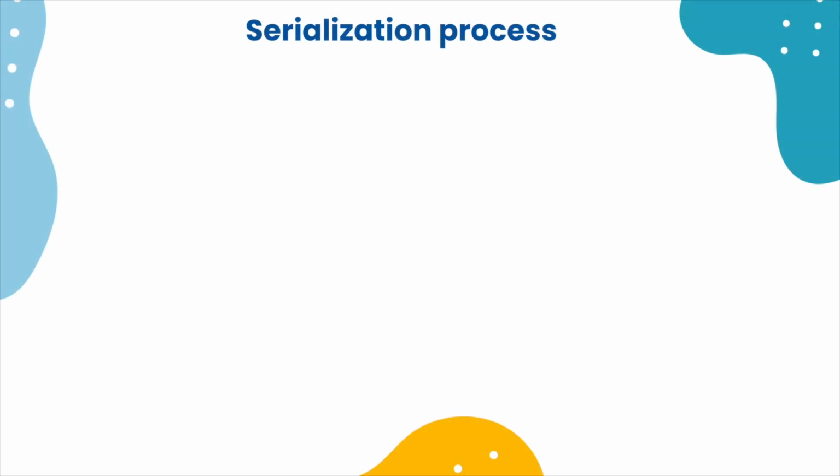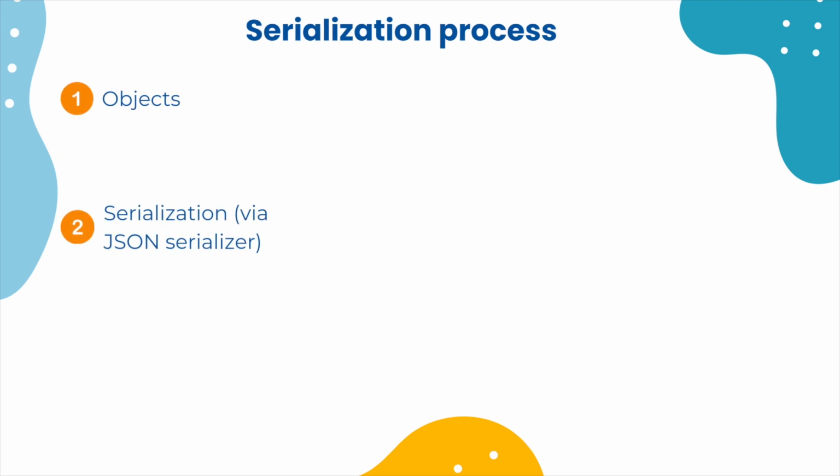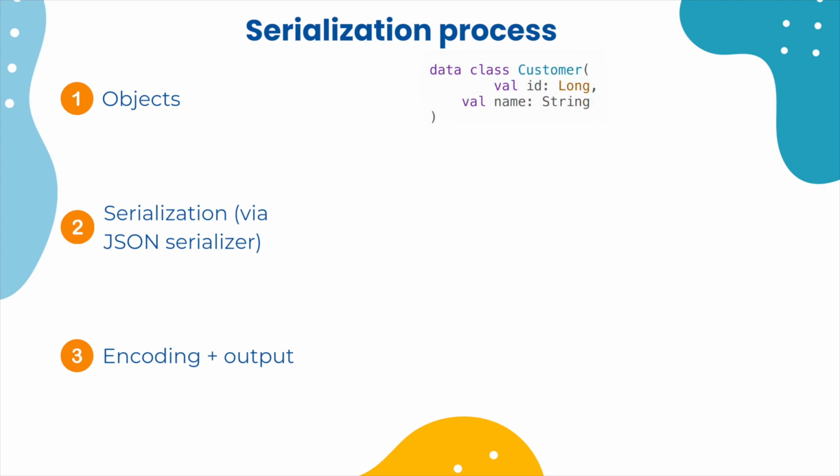The operation transferring data can be split into three parts: actual objects that we're working with, serialization, in this example via a JSON serializer, and encoding and output. At the first stage, we have the data that we want to transfer. In our case, we've got a customer class. Let's say we have a customer with ID 1 and name Joe. Now we want to transfer this information over a network. To do this, we need to serialize our customer via JSON serializer. The serializer will give us the JSON of our Joe customer.